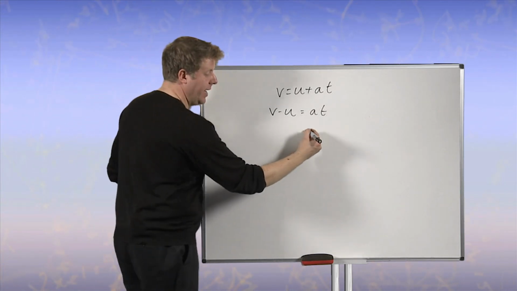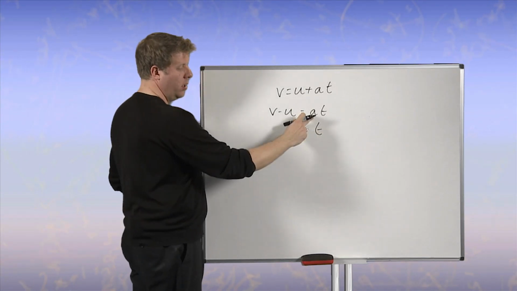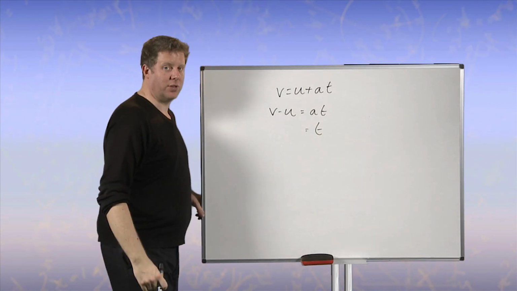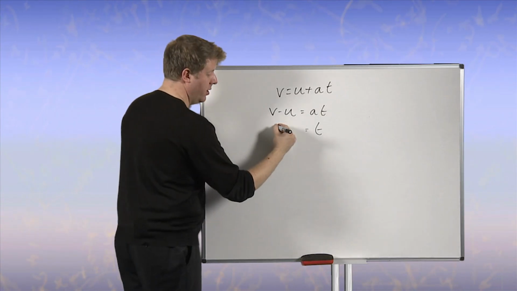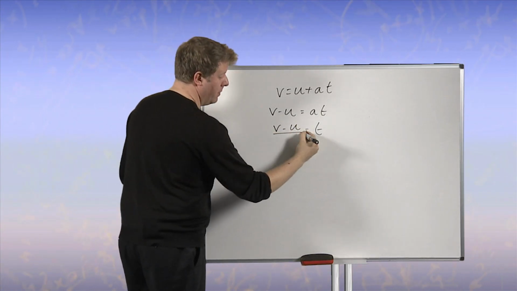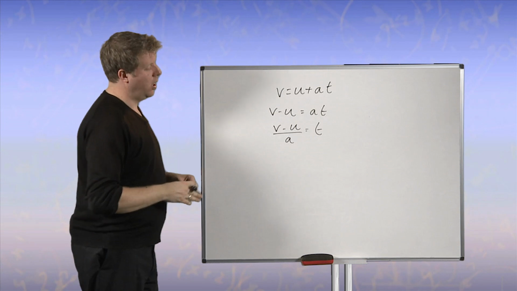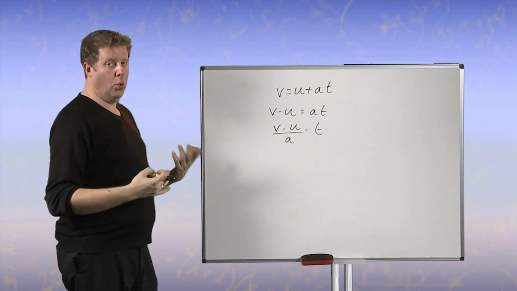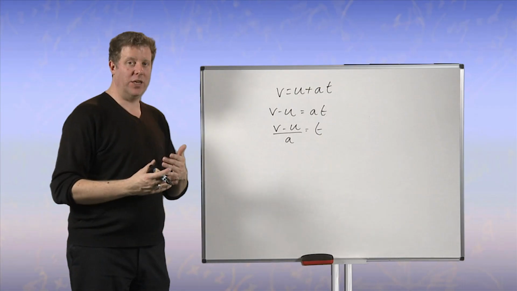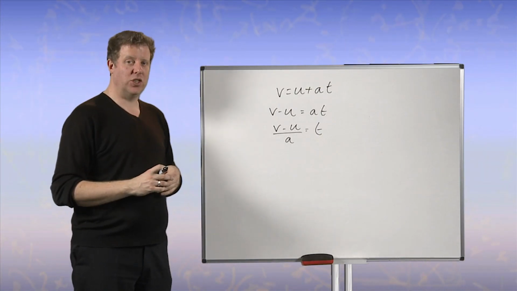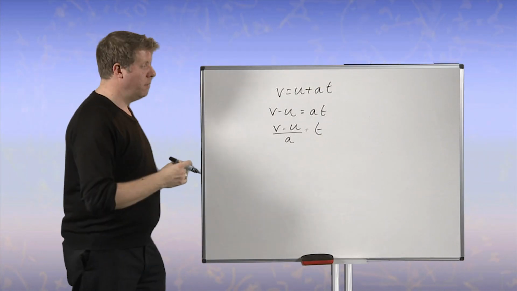Now, if I want t on its own, a multiplied by t is what's happening here. So in order to get rid of that a, I need to divide, and it would leave me with v minus u over a. So all we do to rearrange any of these formulae is to just do the opposite operation to what's being done in the question when we see it. Moving on.